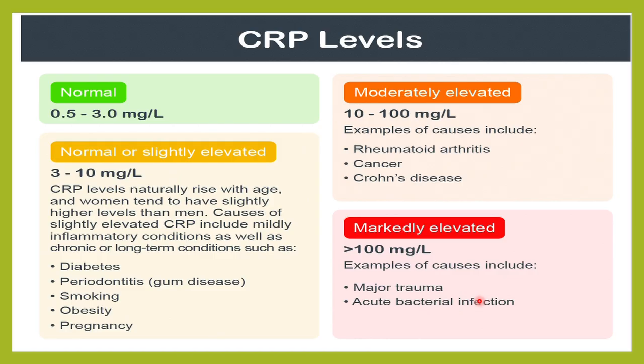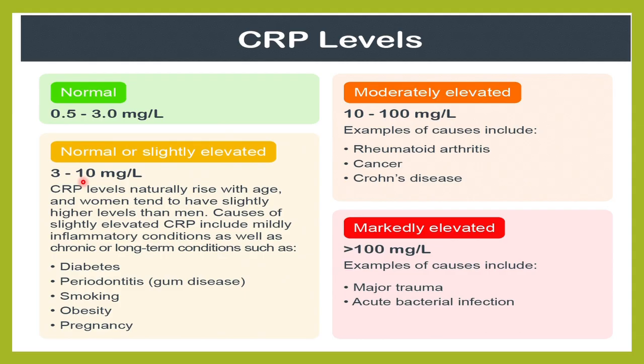So the normal ranges of CRP. Normally we take that the range should be anything between 0.5 to 3 milligram per liter. But in the majority of cases, we take up to 10 milligram per liter as no problem. We are okay with it. It is slightly elevated, but we are fine with it. And up to 10 milligram per liter can happen in diabetes, a person who is obese.